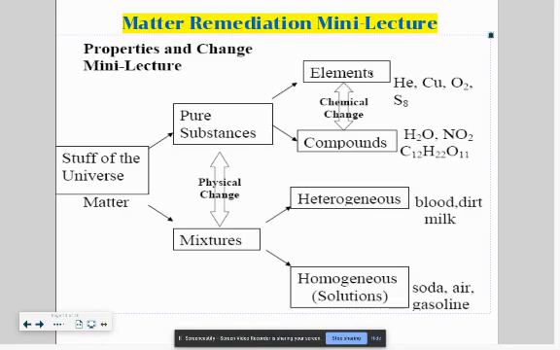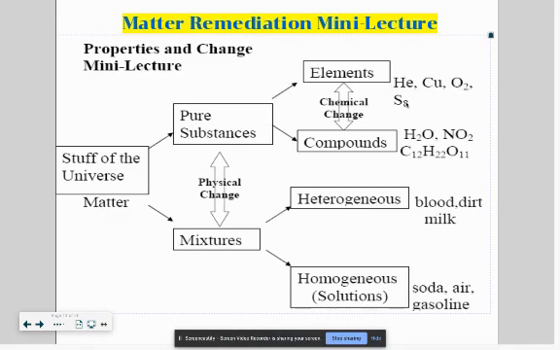If we're talking about an element, we can see that we have only one type of element, whether it's all helium or all copper or all oxygen gas or all sulfur. Remember, elements can be atomic, like helium and copper, where there are single atoms bunched together, or they can be molecular, like oxygen gas, where the simplest form of that element is two oxygen atoms bonded together. Oxygen and sulfur happen to be molecular elements.